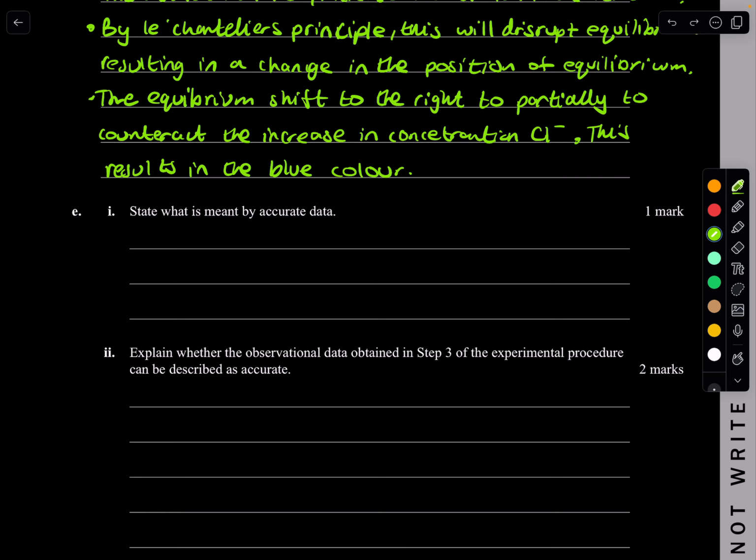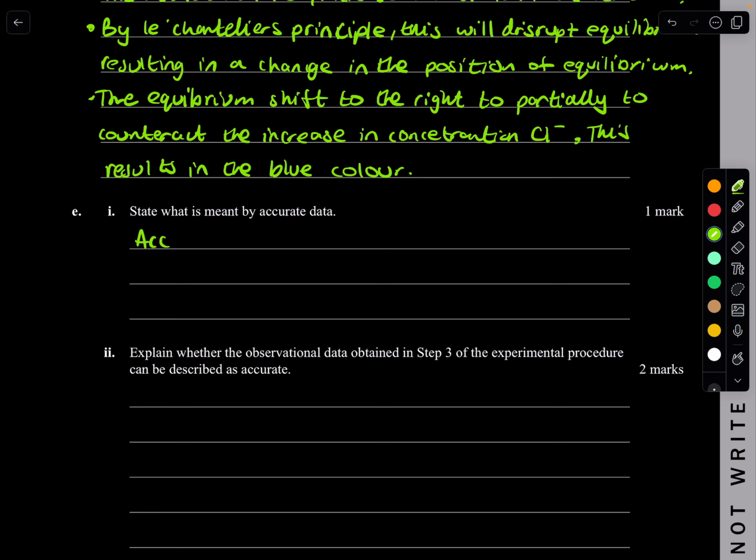State what is meant by accurate data. Remember, accurate data is when the data is very close to the true value. Sometimes they can ask what is meant by precise data. Precise data means the range of those data, how close are those ranges? Are they very closely related with each other? That means they have a very high precision. So accurate means how close the data points are to the true value.